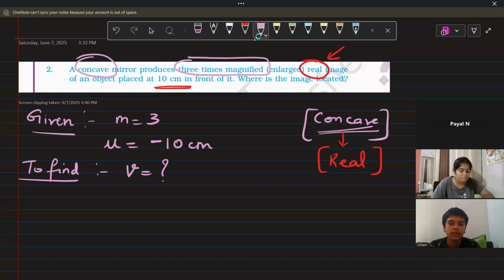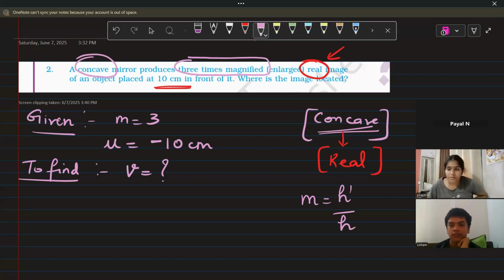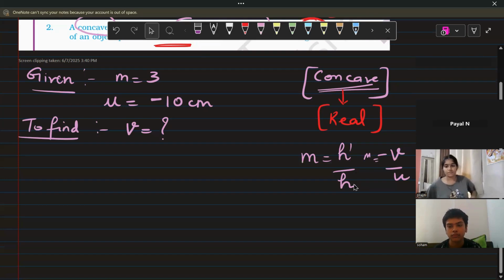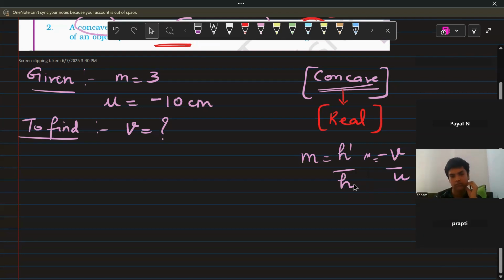Image distance. Is that clear to you? Right? Yes or no? Now see, yesterday, if you remember, I gave you two formulas of M. One was h' by h and one was minus v by u. Do you remember that? Now you will be telling me, ma'am, which formula are you going to use in this sum? Minus v by u. Minus v by u. You understood? Right?